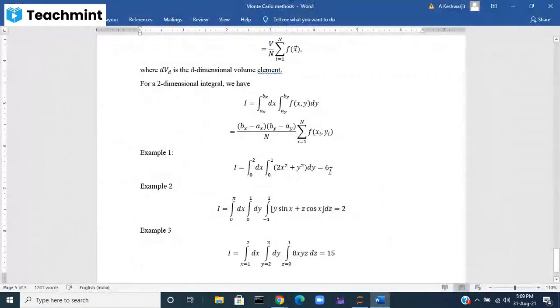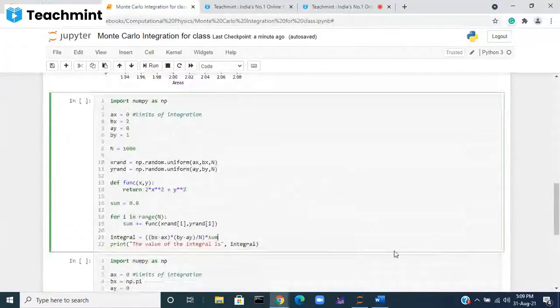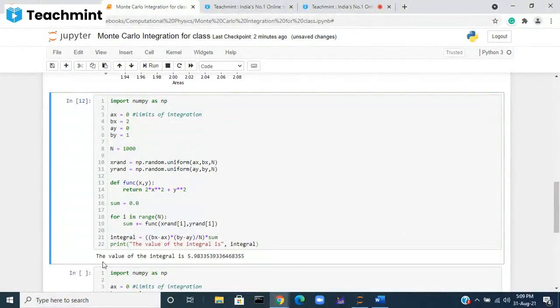The exact value is 6, and let us see what value this program gives. So let me run it. Control enter. The value of the integral is 5.98335, very close to 6. If I run it again, I should get a different value, but still close to 6. I get another value which is close to 6.